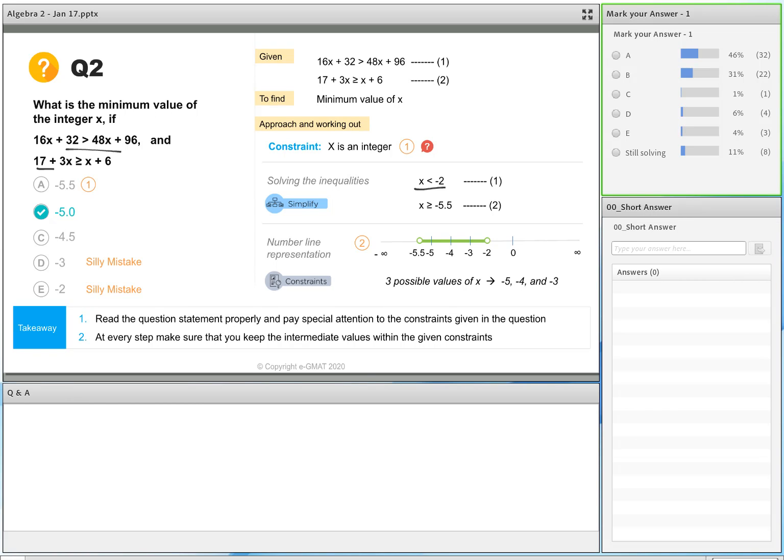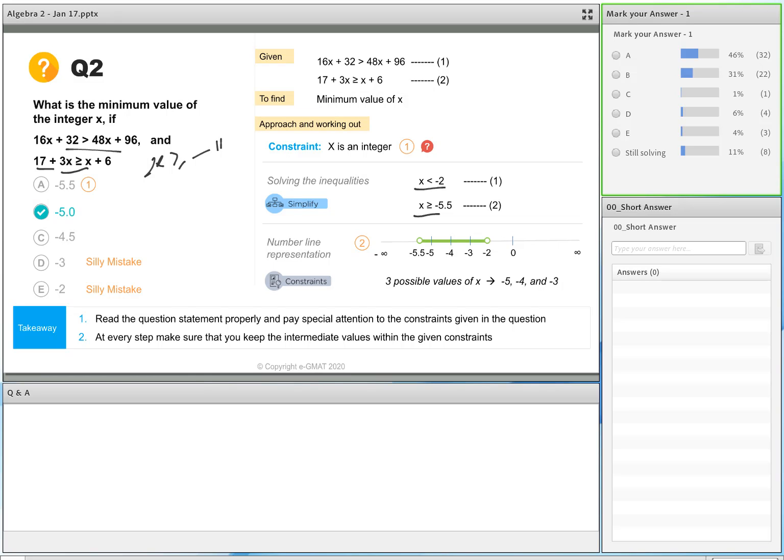Again, take the x to the right hand side of this left hand side, take the 17 to the right hand side of this inequality. You get the value of 2x to be greater than or equal to -11. Then what you do? Then you divide both sides of this inequality by 2 to get the value of x is greater than or equal to -5.5.